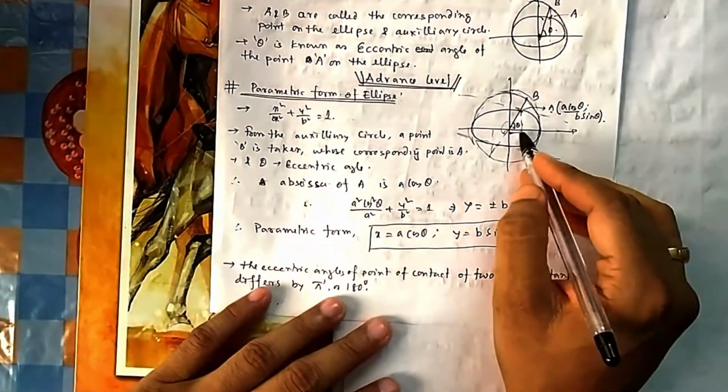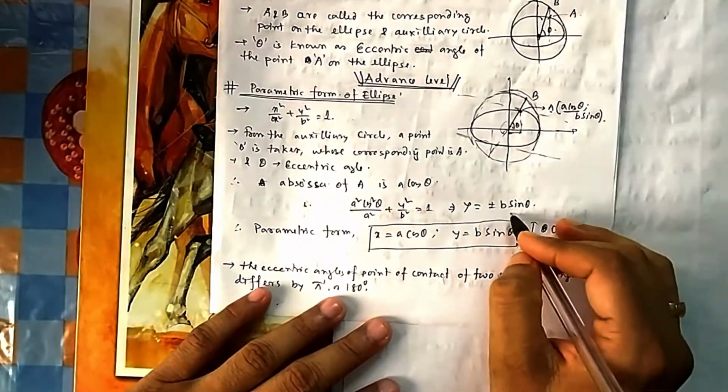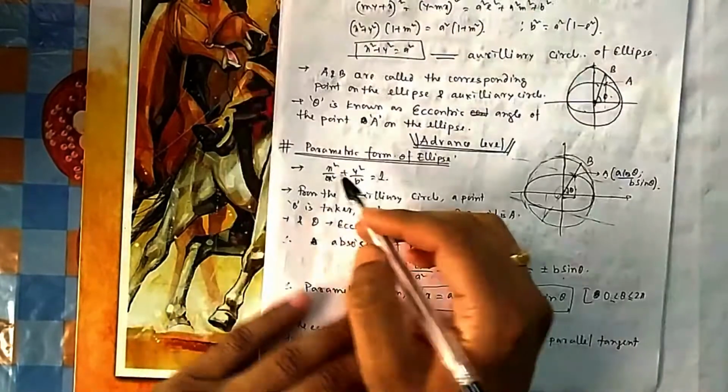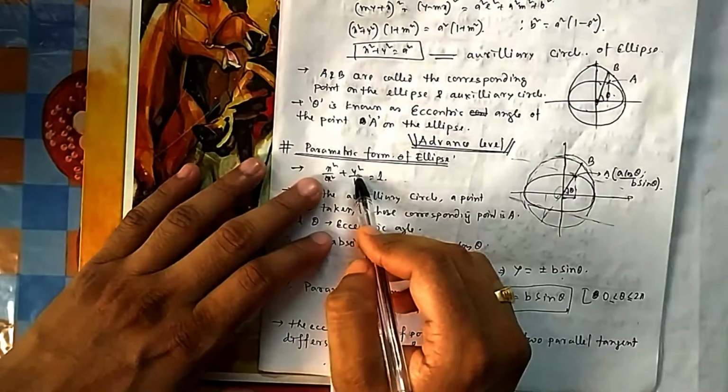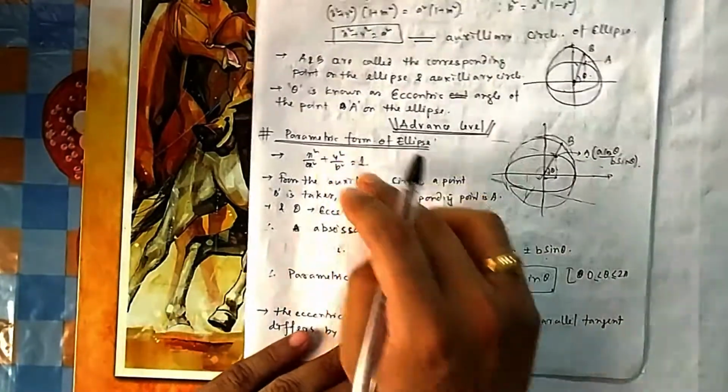Now if you put the abscissa here, you can find y from this ellipse. What will be the value of y here? If you calculate, you will find it is b sin theta. You can see here also, if you put a cos theta and b sin theta, then it will be sin squared plus cos squared equal to 1. So I told you that is the parametric form.